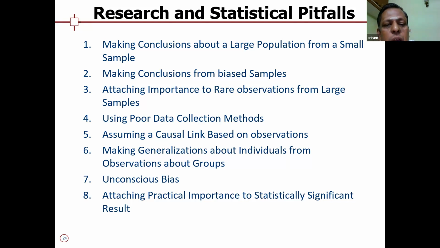Community studies are like that. And unconscious bias, then attaching practical importance to statistical significance. This is also very, very important. People think that if I get a statistically significant p-value, less than 0.05 or less than 0.01, I have succeeded. You should not jump to that. Maybe clinically the effect size is very minimal. Clinically also you have to see the effect. So statistically significant does not ensure that it is also clinically significant.